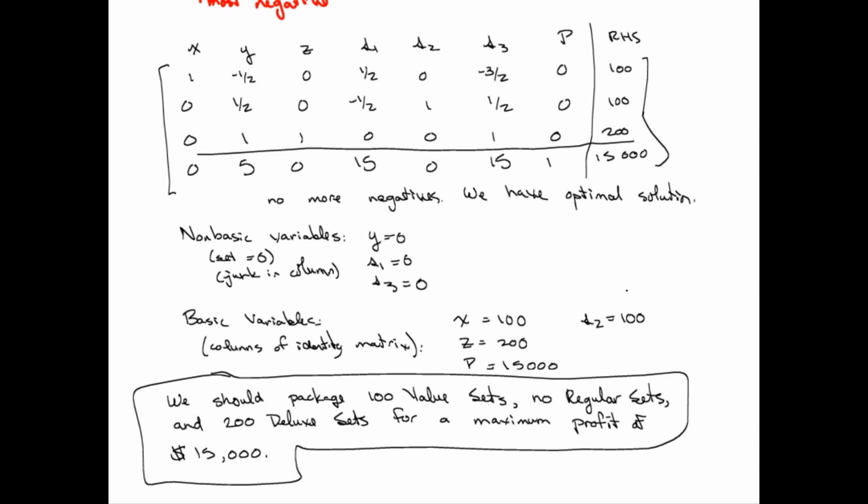So don't be surprised if you end up with some slack variables that are non-zero. And it's certainly possible some of your decision variables could be 0. That would not be at all surprising, and that's the way it turned out in this case.